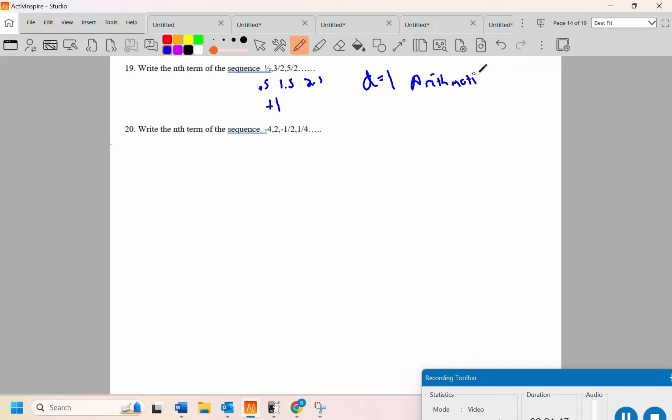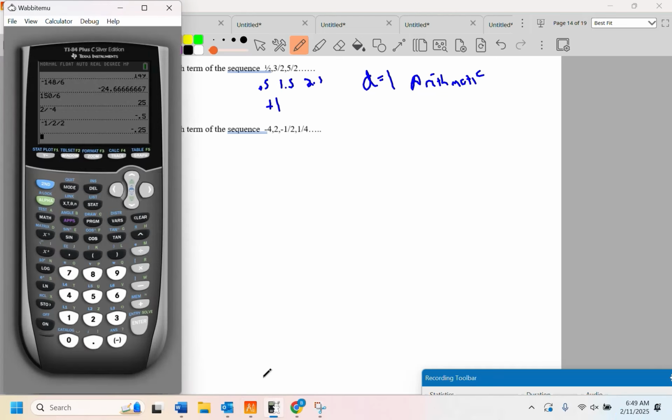And again, I just talked about this. Some of you, God bless you. If you take 3/2 and you divide it by a half, it's not going to be the same as 5/2 divided by a half. So I know it's not geometric. The ratios are not the same. But if I do 3/2 minus a half, I get 1. And if I do 5/2 minus 3/2, I'm going to get the same thing, 1.